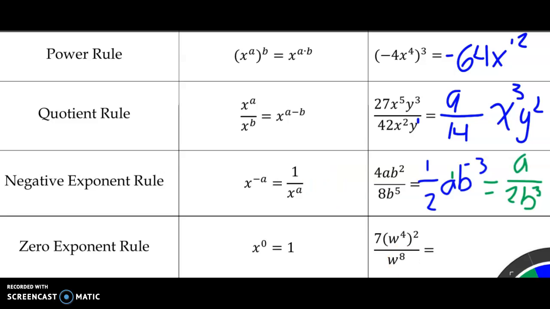Our last rule that we have is the 0 exponent rule. So x to the 0 power is equal to 1. Let's look at our example. Now we need to use the power rule first in our numerator. So it's 7, and then w to the 4th squared. We will multiply those exponents using the power rule. So we get w to the 8th power divided by w to the 8th power.